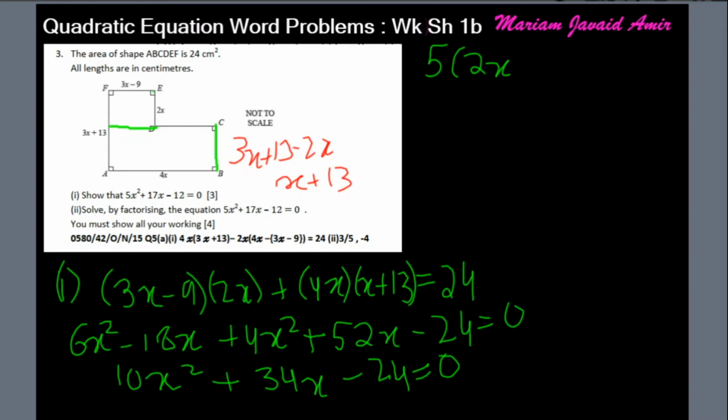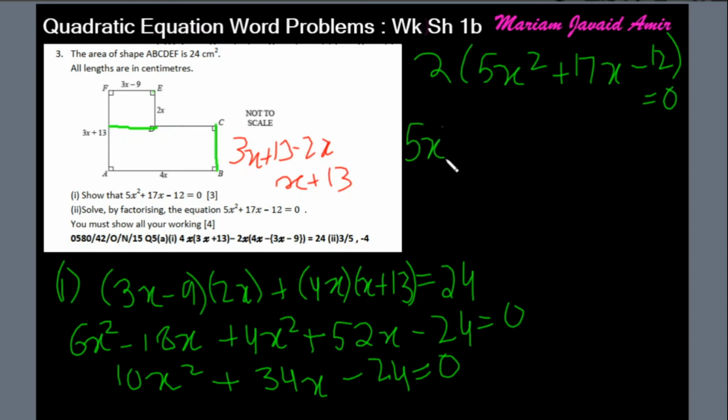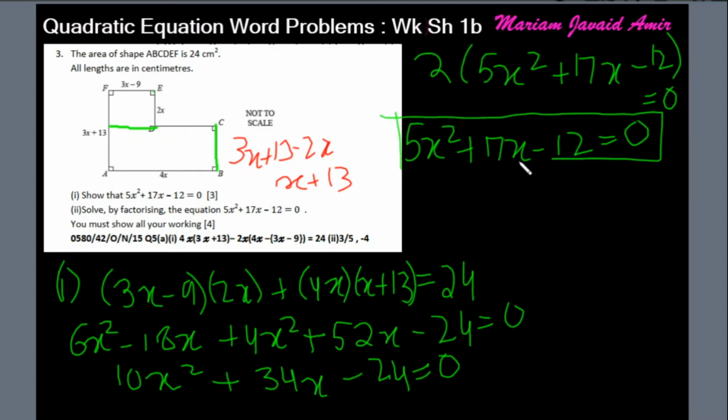Let's take 2 common. We can't take 5 common. 2 common. We're left with 5x square plus 17x minus 12 equals 0. Take 2 to the other side, it will get divided with 0 and become 0. So we've shown what was needed in part 1.